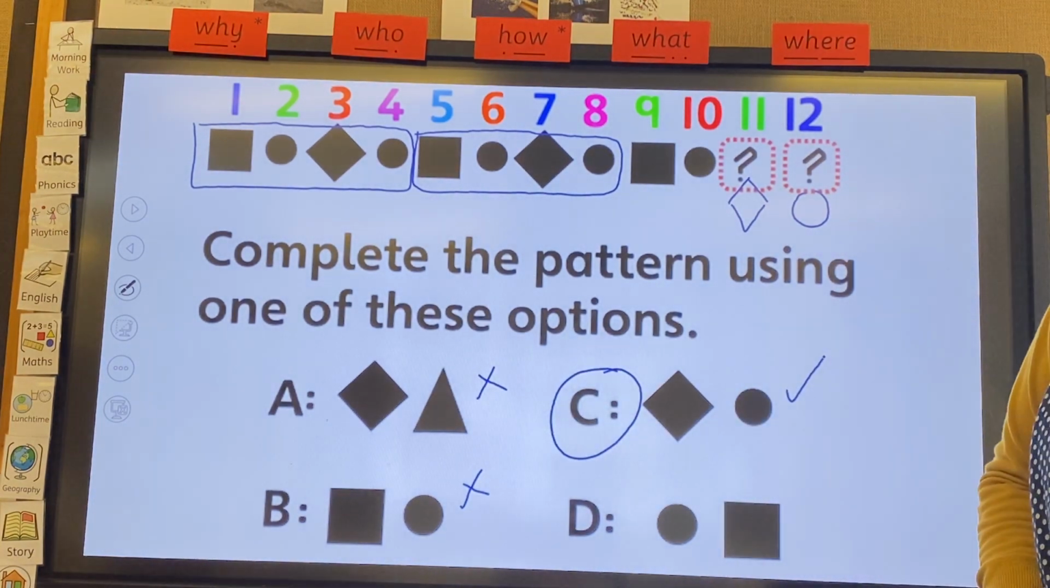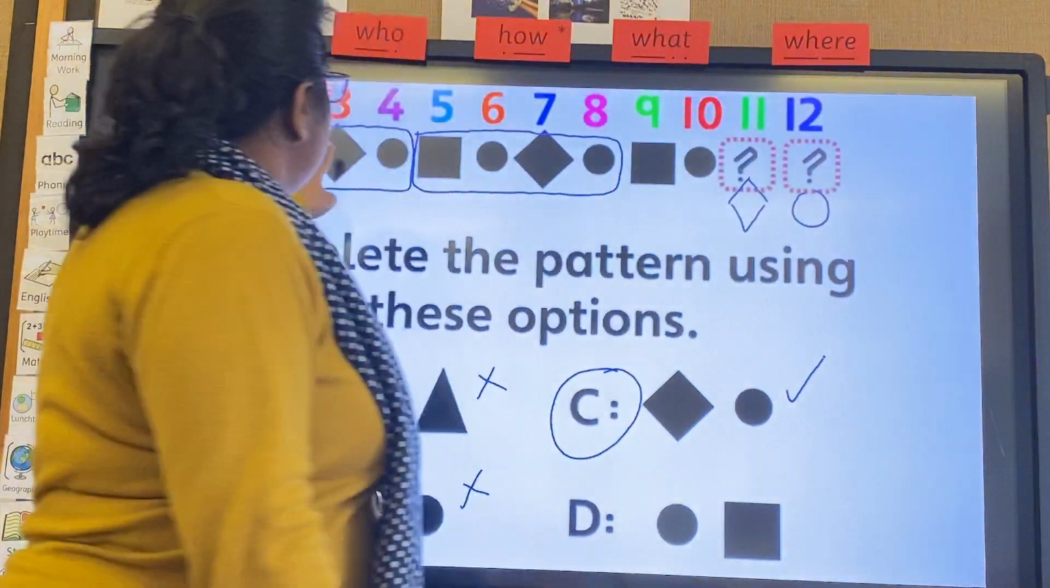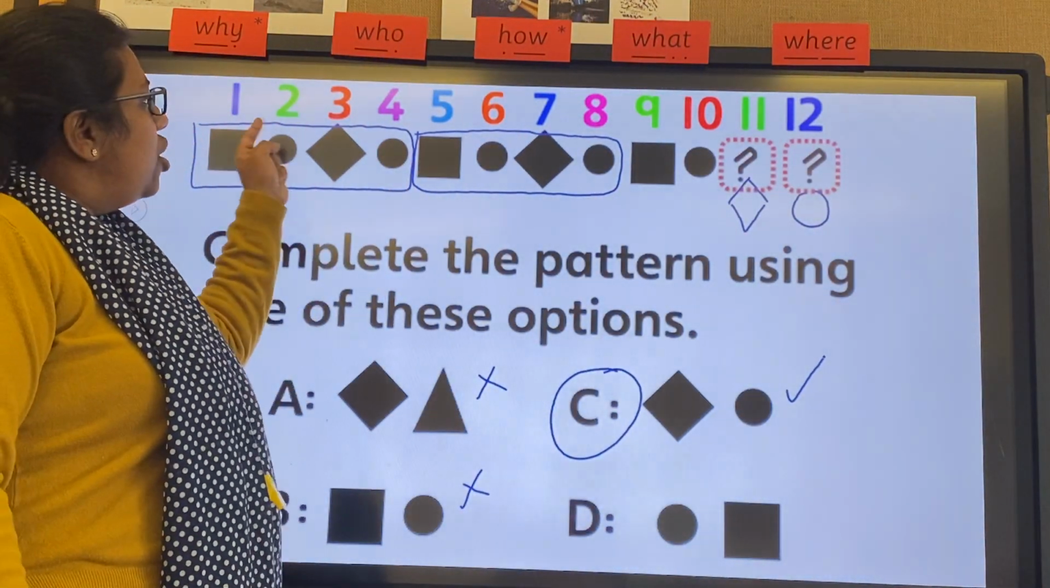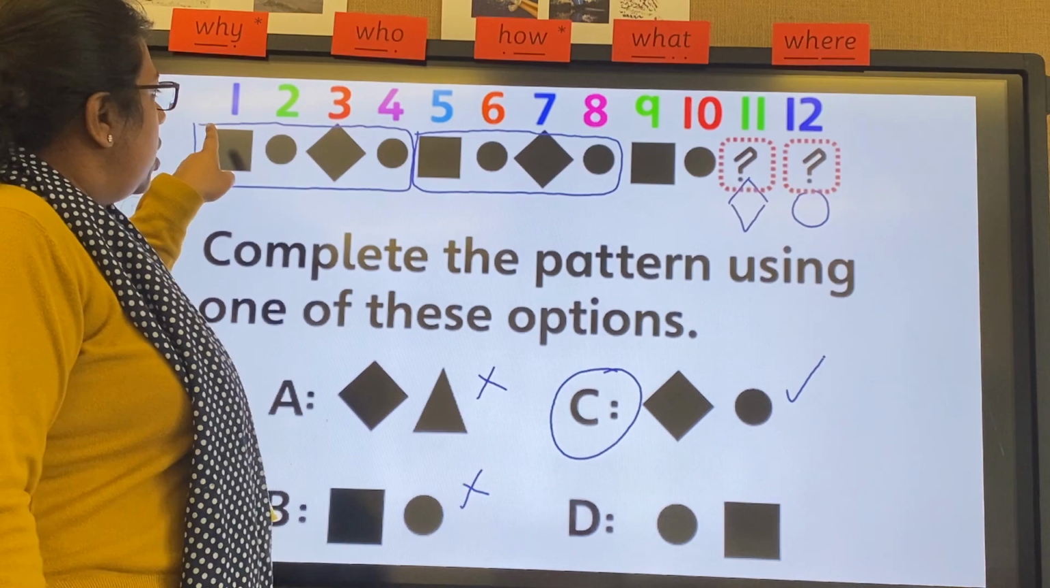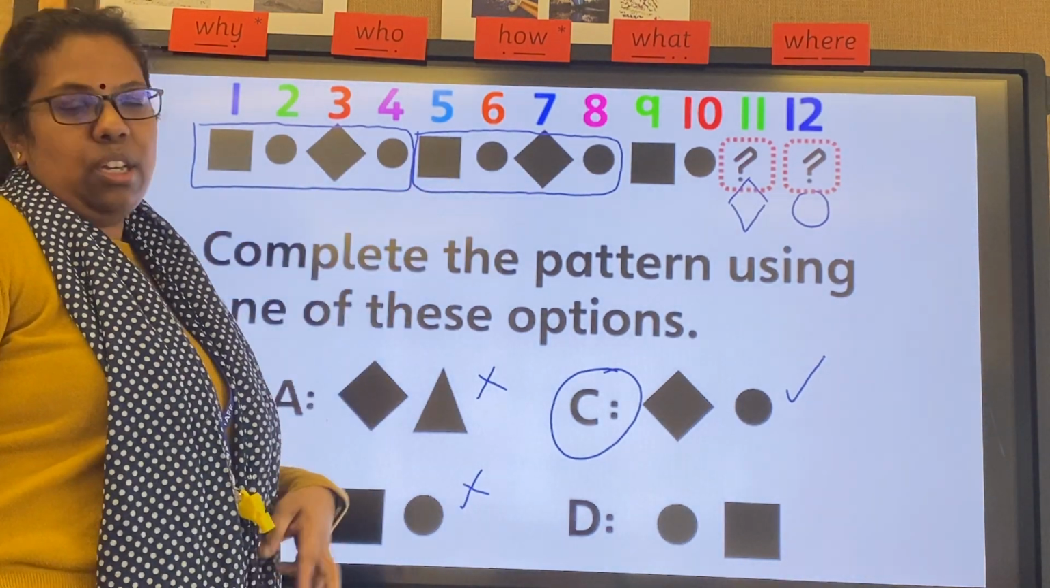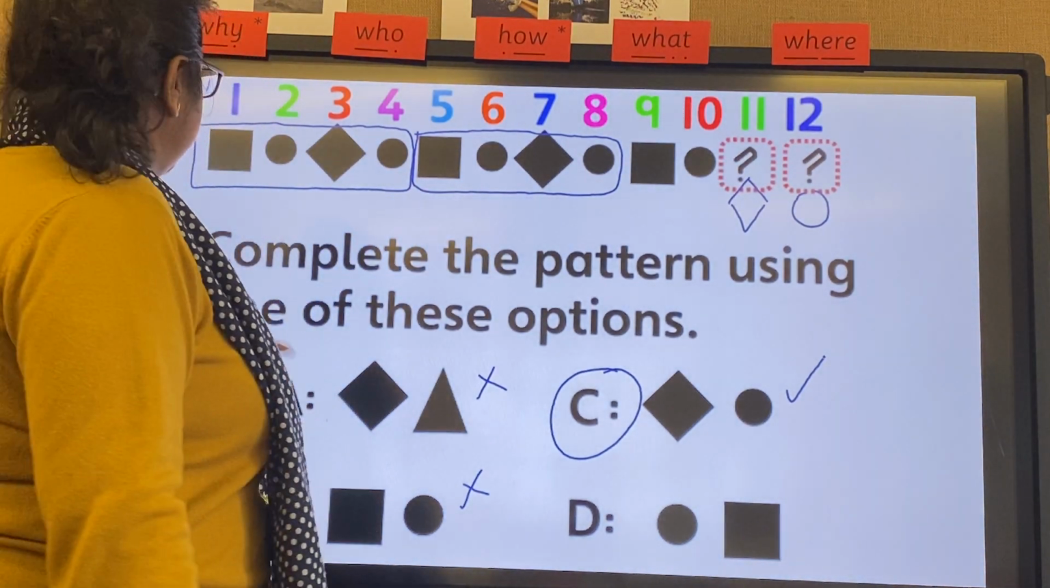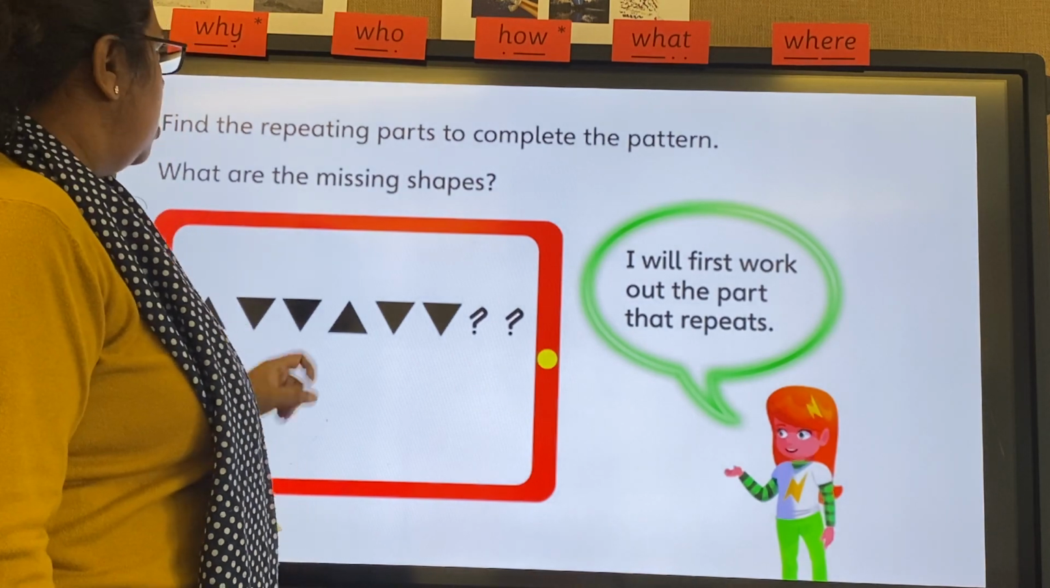Fantastic. So they are the same. So you see how I made a mistake in the beginning and then I fixed it because I checked my pattern. So this is actually a 4-shape repeating pattern, not a 3-shape repeating pattern. Let's have a look at the next question.